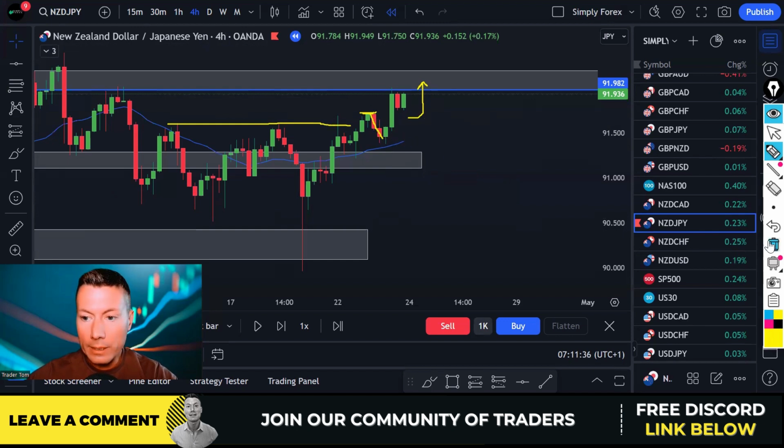All right, guys. So yeah, they're all the things, the intricacies that I look at when I'm comparing correlated pairs and I want to trade the best setup. Okay. And in this example, New Zealand yen had more confluence and more reasons to take the trade than Canadian dollar, Japanese yen.